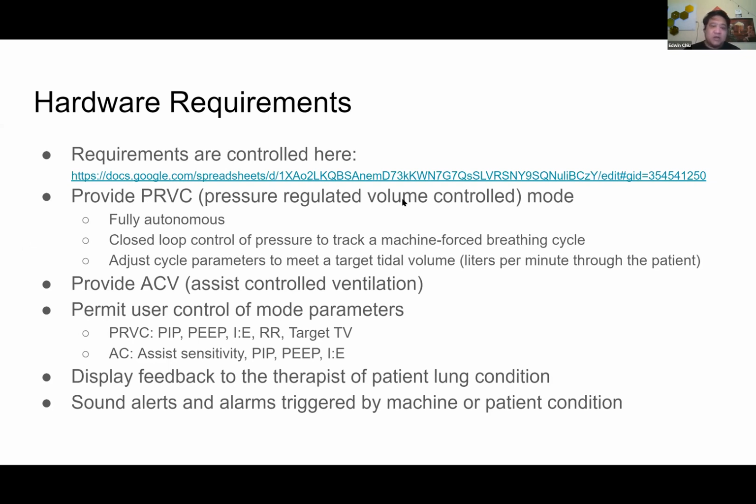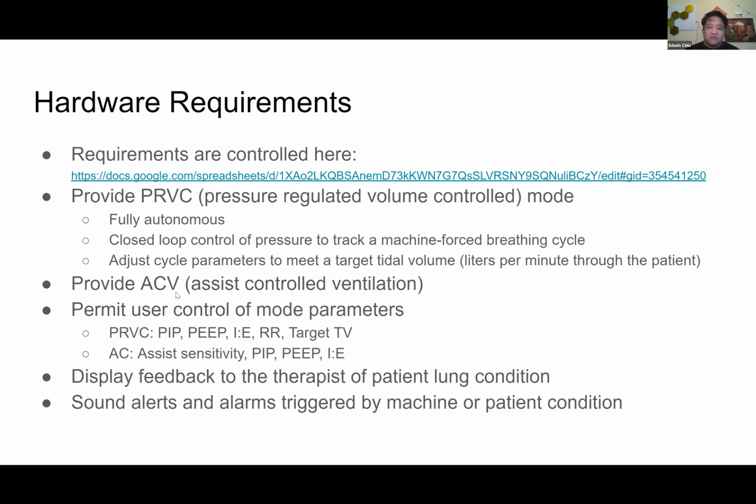This is the pressure regulated volume controlled mode. It is intended for patients that are unable to breathe on their own and are usually fully sedated and intubated. So this one is fully autonomous. Every breath is controlled by the machine. It has a closed loop control of the patient pressure, and it tracks a machine-initiated breathing cycle.